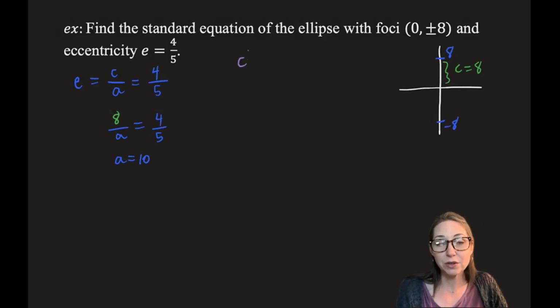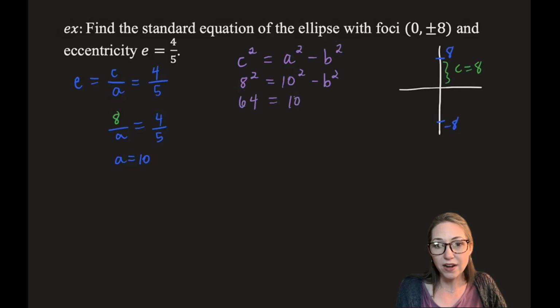But for that, we can use this relationship between A, B, and C, which we derived earlier, which is that C squared is equal to A squared minus B squared. And we can use that to solve for B squared. C is 8. So if we substitute that in there, we have 8 squared equals, A is 10, so 8 squared is 64. So 64 is equal to 100 minus B squared.